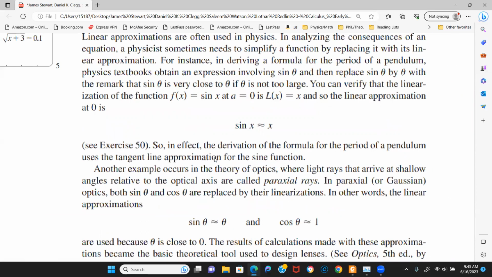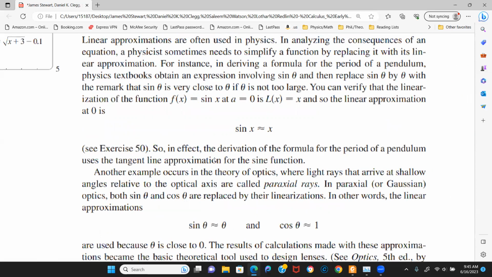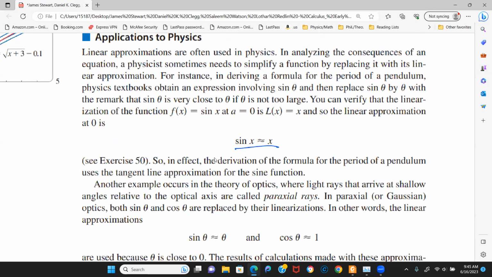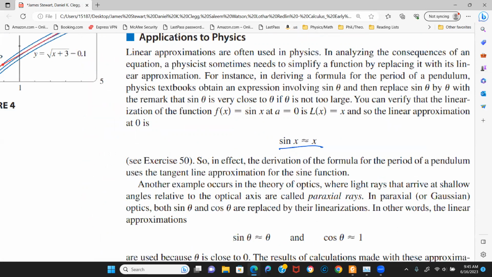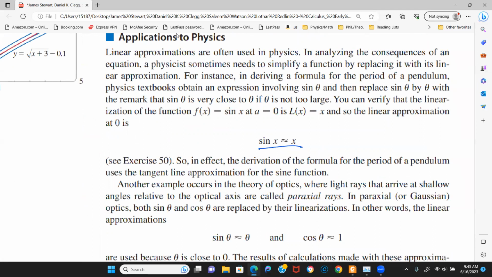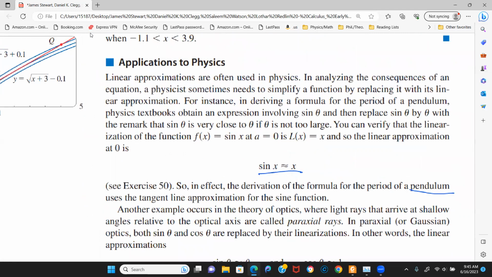There's some application of physics. Sine of x is approximately equal to x, and this is important for periodic motion, like if you have a pendulum swinging about.